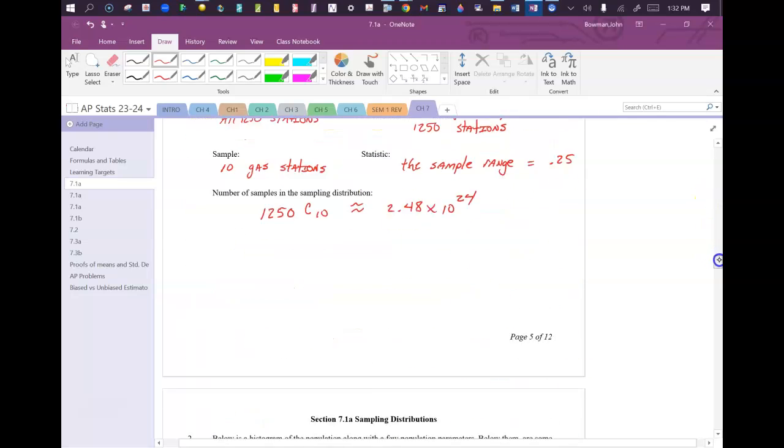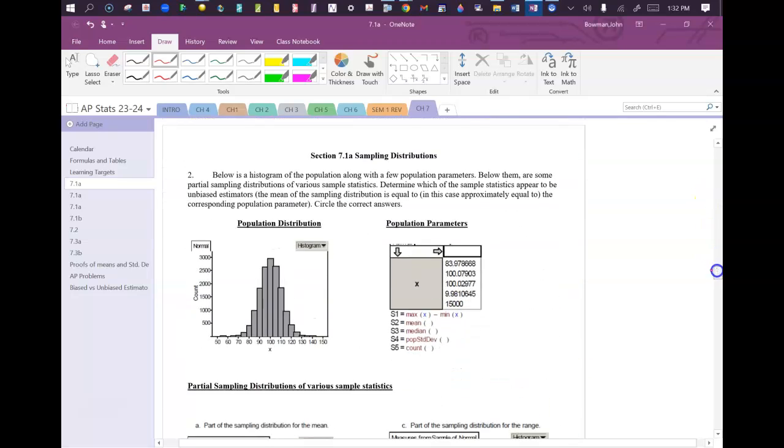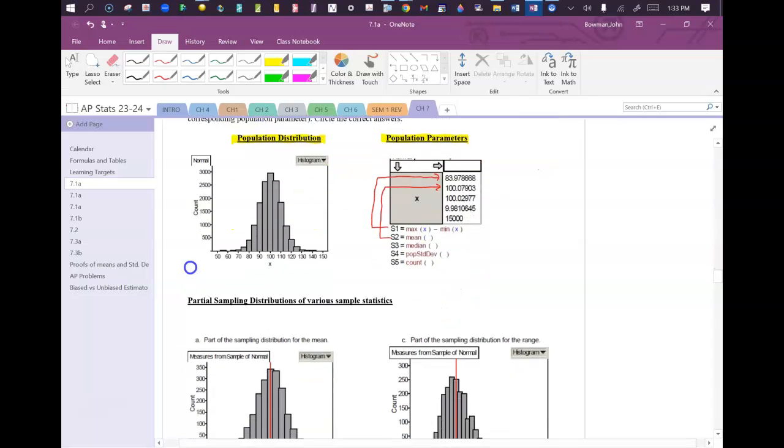And we're going to finish this activity with this idea of an unbiased estimator. Okay, so here's the idea. Below is a histogram of the population along with a few population parameters. So here's the population distribution, here's the population parameters. Just to be clear, the way this is set up, the range is this first value up here, the mean is the second value, and so on. They followed that order. And those are all population parameters.